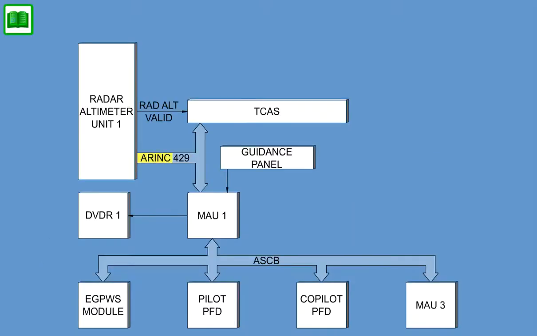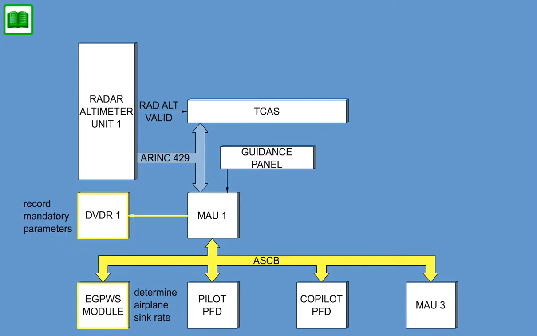The system interfaces with the TCAS, which uses the radar altitude information to inhibit descend resolution advisories. The system also interfaces with the MAU for data distribution and integrity checking. In addition, other interfaces are performed, such as with the EGPWS system to determine airplane sink rate variation, and with the DVDR system in order to record mandatory parameters.